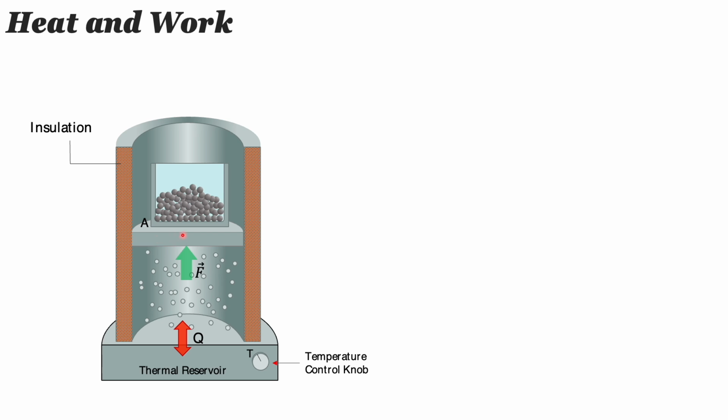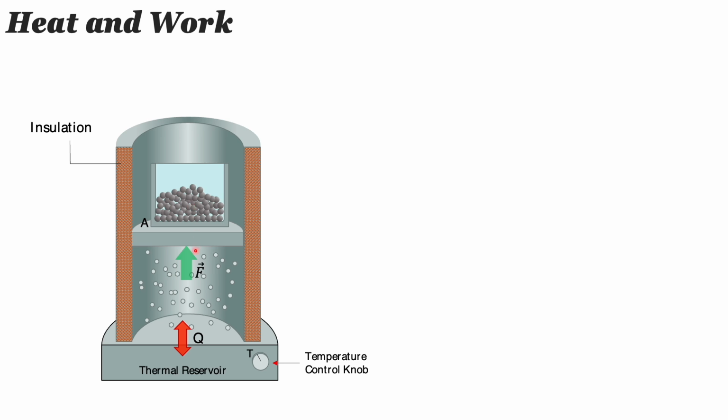On the top of the piston, which has an area A, we have placed a container of lead shot in order to exert some external pressure on this system, the gas. So we can increase the number of lead shot or decrease it in order to change the value of pressure that we want to exert on the system.